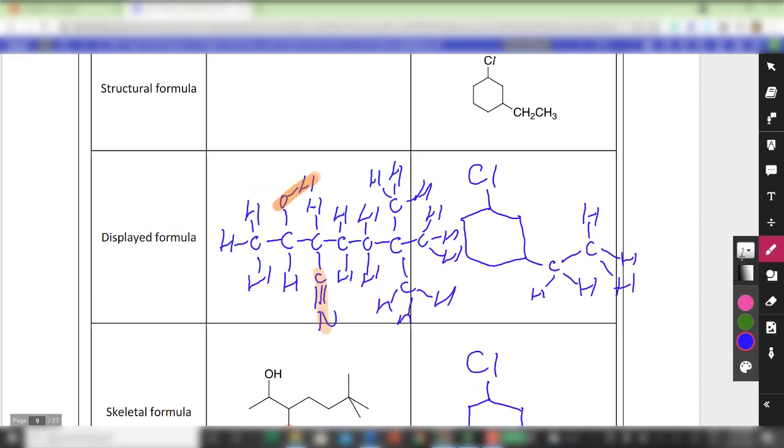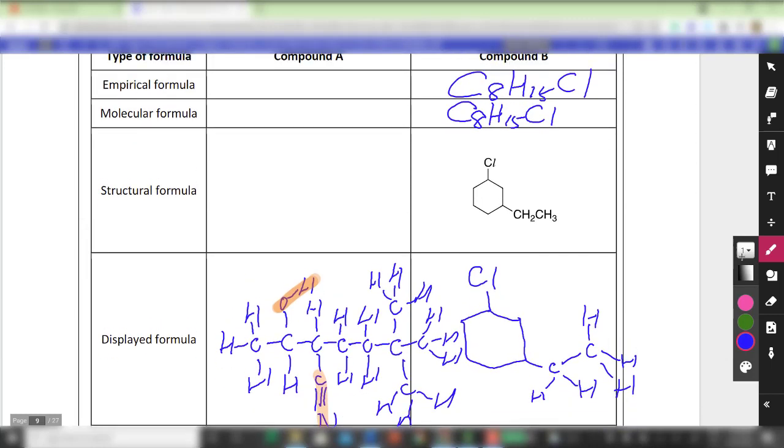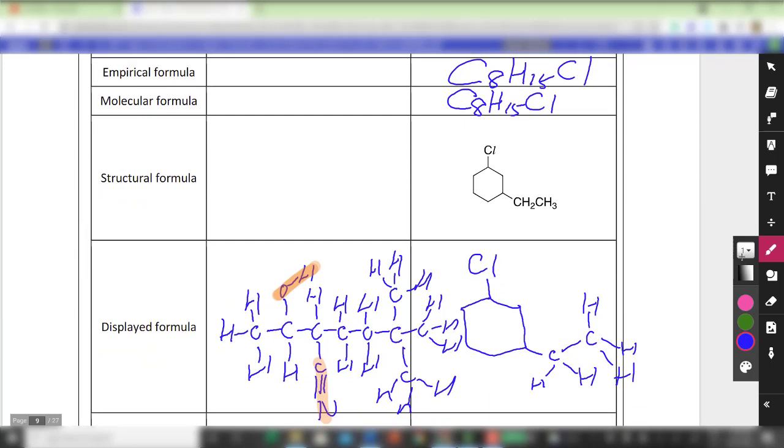Okay, so straight away for a displayed formula, if there is one bond not being shown, then it will be marked incorrect. Okay, unfortunately. Yep. And then for the structural formula, we can just write it as it is. So I'm going to write the condensed structural formula.